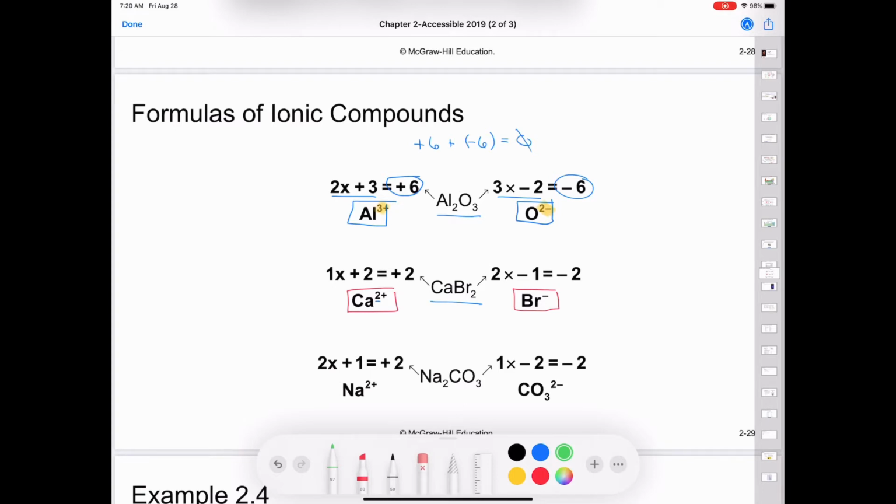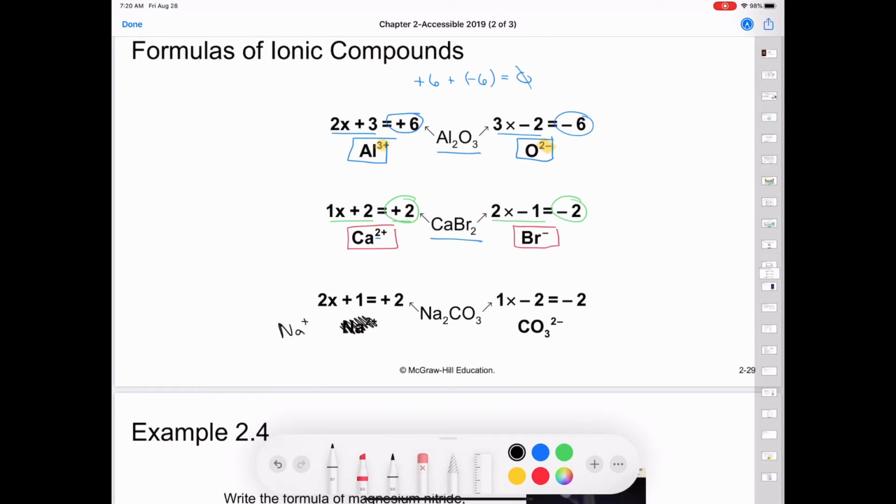Again, the rationale is the exact same in that the calcium has a plus 2 charge, and if you take 1 calcium, 1 times 2 is going to give you plus 2. And since the bromine has a minus 1 charge, you take 2 of those, so 2 times minus 1, and you get minus 2. What happens when you add plus 2 and minus 2? You get 0. They balance out.